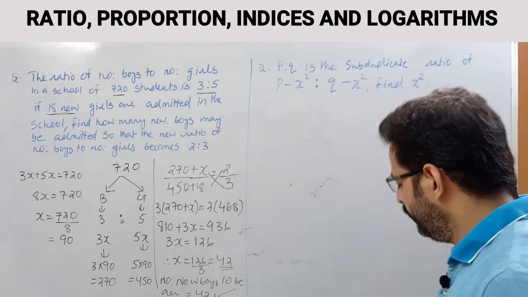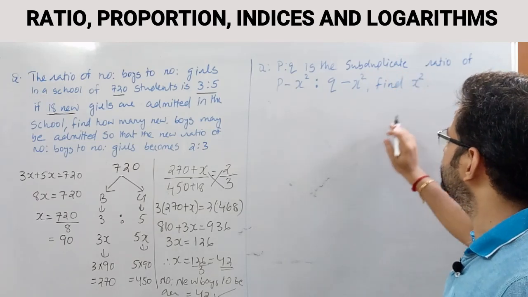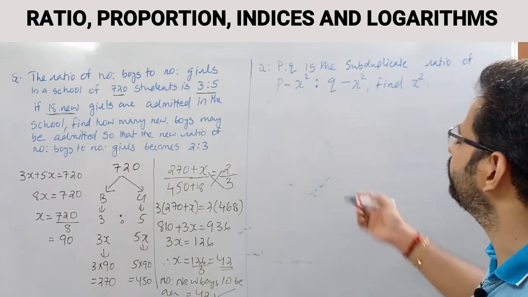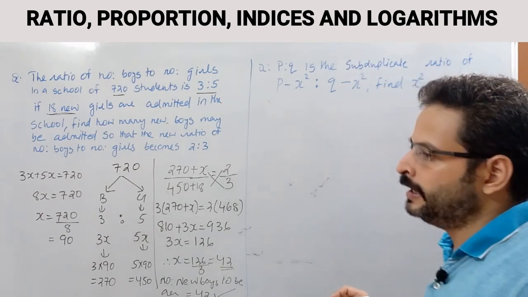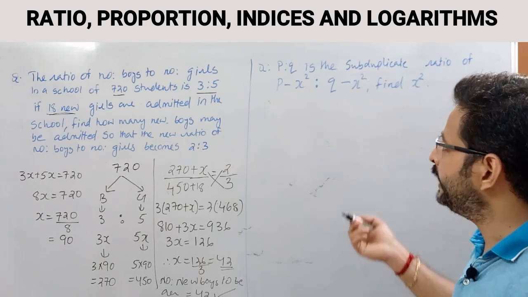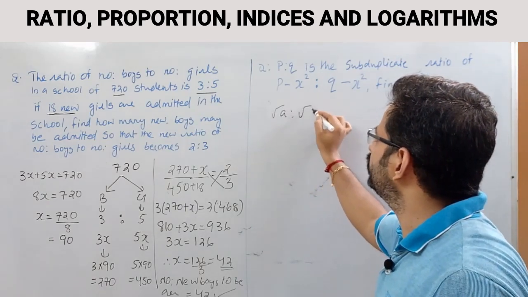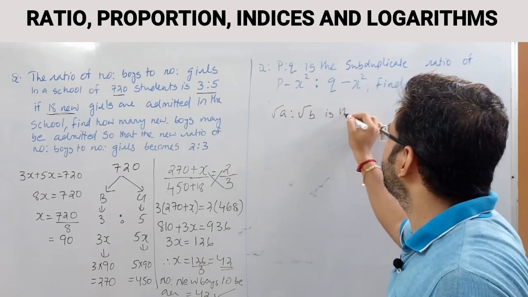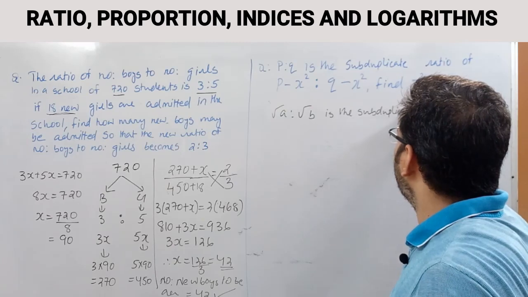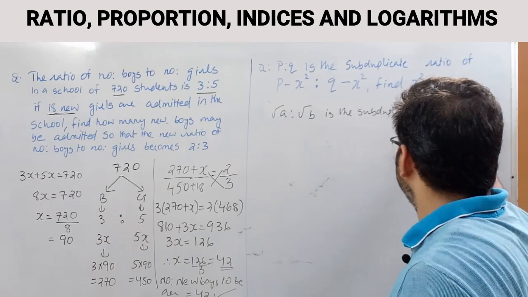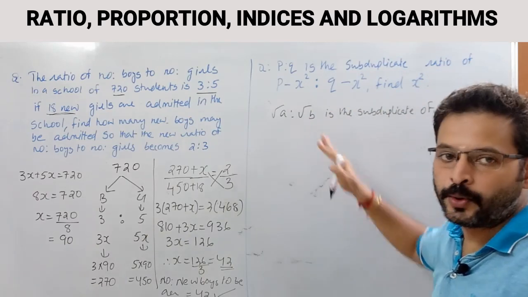Next question. P is to Q is the subduplicate ratio of (P minus x) square is to (Q minus x) square. Find x square. We know that root A is to root B is the subduplicate of A is to B. For equating two ratios, the first ratio should be squared.